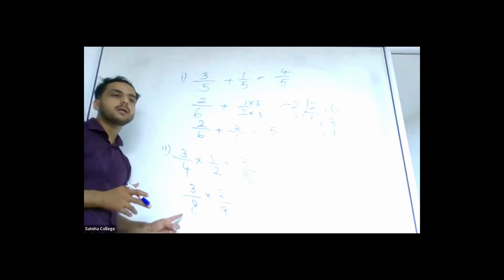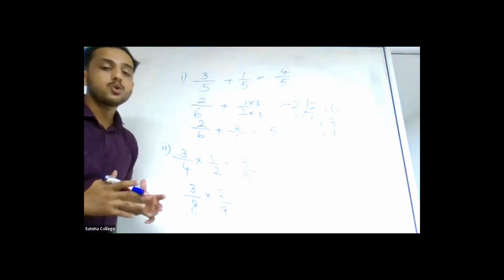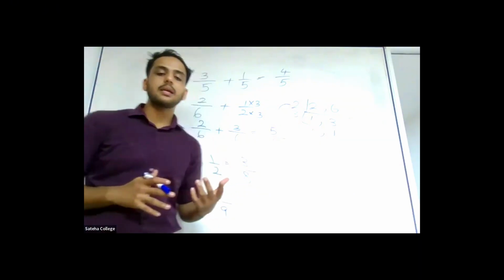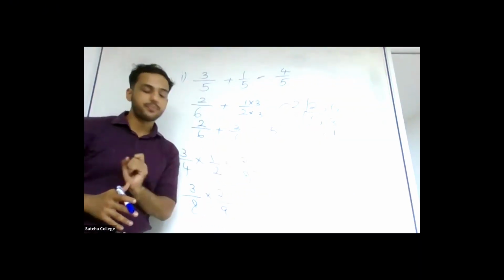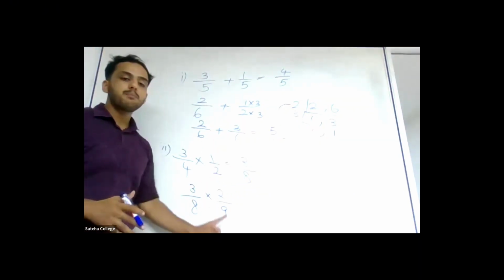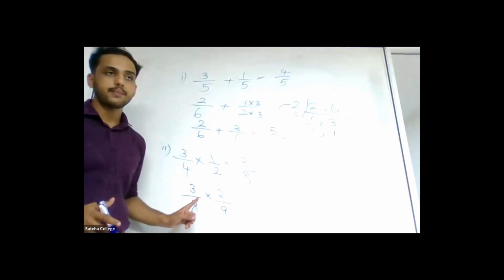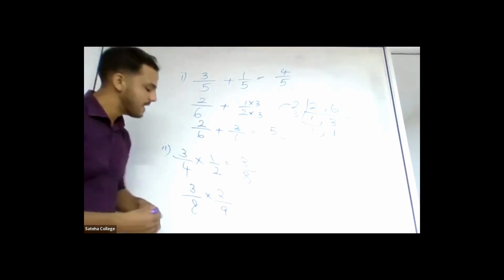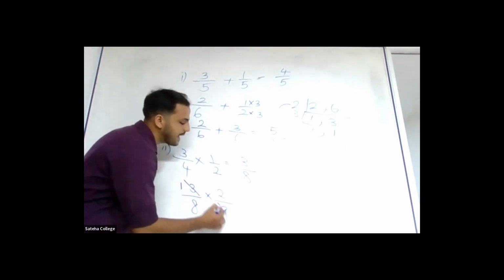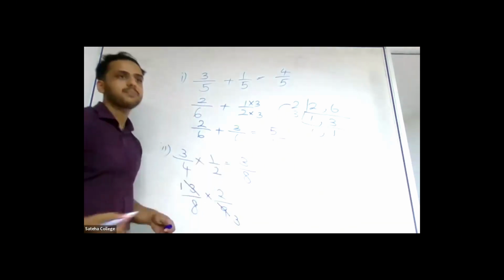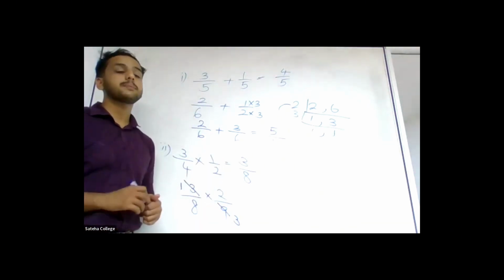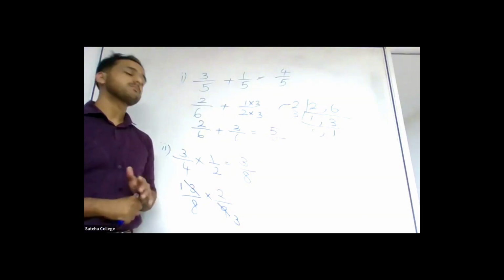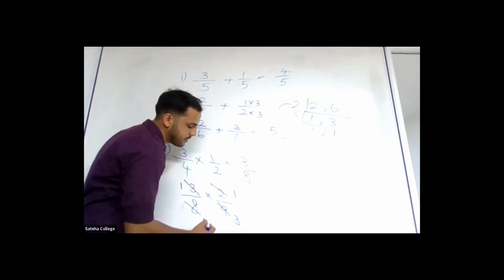Numerator and denominator, you check whether you can divide the numerator and denominator with the same number, right? So 3 and 9. Can you divide both of them with the same number? 3. You can divide by 3, right? So 3 divided by 3 is 1. 9 divided by 3 is 3. Good. So 2 and 8. 2 and 8 you can divide by 2. 2 divided by 2 is 1. 8 divided by 2 is?